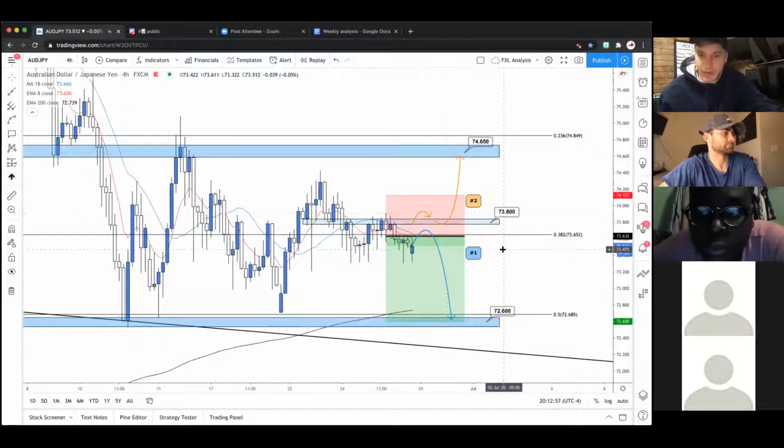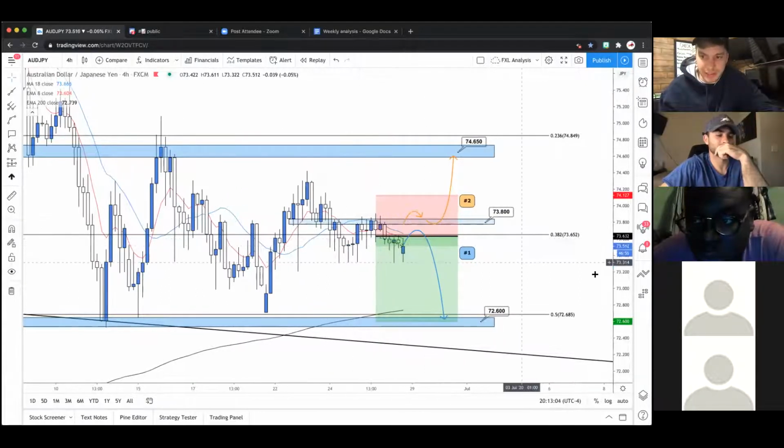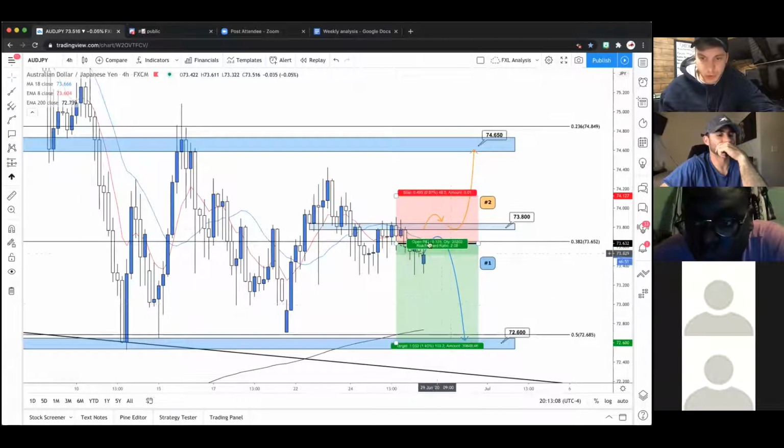So right now we're just waiting. We're in a good spot. I'm really not that worried. We're below structure. The sentiment is clearly bearish. So I have a lot of confidence in this trade still that we're going to get down to 72.6. Okay, so trade path 1, looking bearish.